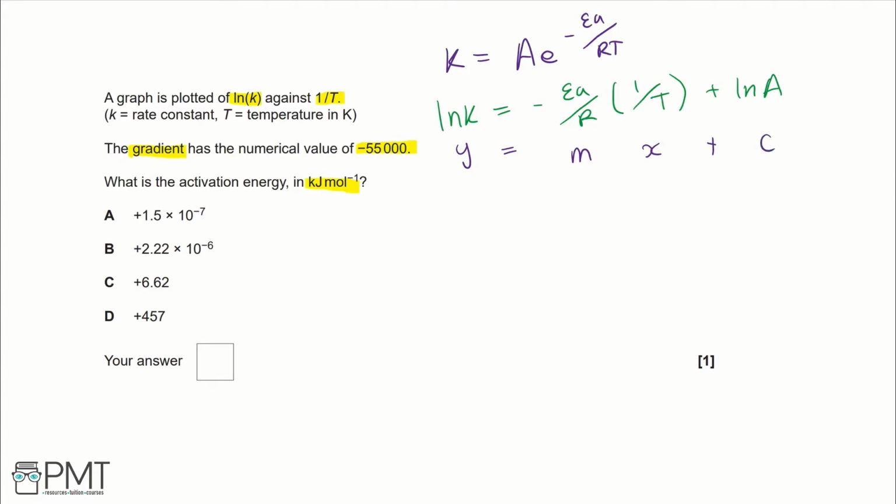So this is in the form of y equals mx plus c. From this comparison, we can identify that m, or the gradient, is going to be minus Ea over R, and that equals minus 55,000. So we can work out what Ea is. Ea is going to be equal to 55,000 multiplied by the gas constant, which is 8.314.